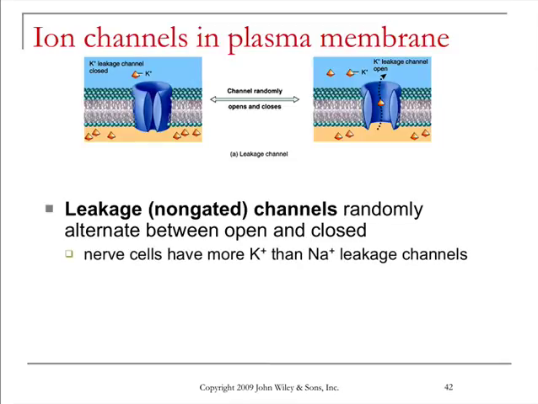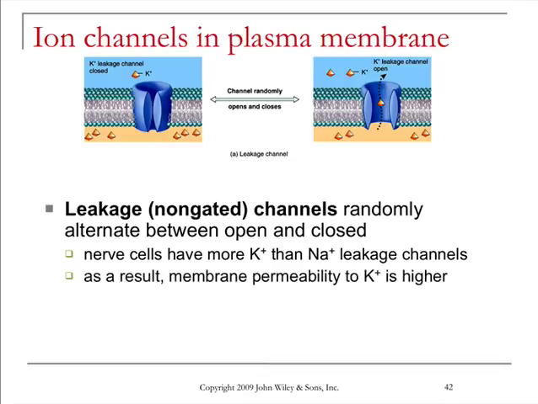Nerve cells have more potassium leakage channels than sodium leakage channels. This will be significant when we talk about neurophysiology, so simply remember this important fact, that there are more potassium leakage channels than sodium leakage channels. And as a result, the membrane permeability to potassium is higher than it is to sodium. Again, remember this because this will be important later when we discuss neurophysiology.